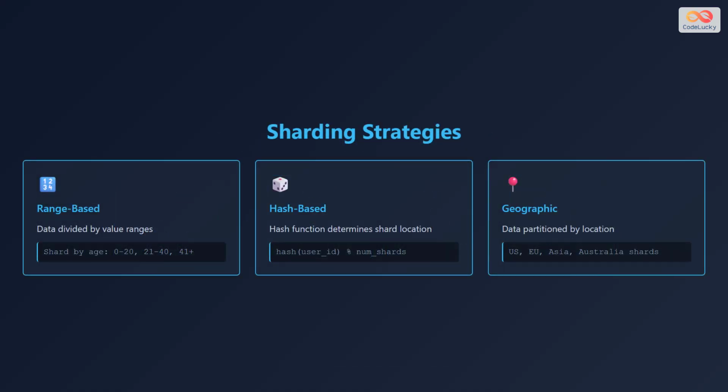There are three main sharding strategies. Range-based sharding divides data by value ranges. For example, you might shard users by age group, 0 to 20, 21 to 40, and 41 and above. Hash-based sharding uses a hash function to determine shard location. You hash the user_id, then take the remainder when divided by the number of shards. Geographic sharding partitions data by location, so you might have separate shards for the United States, Europe, Asia, and Australia. Each strategy has different use cases and performance characteristics.